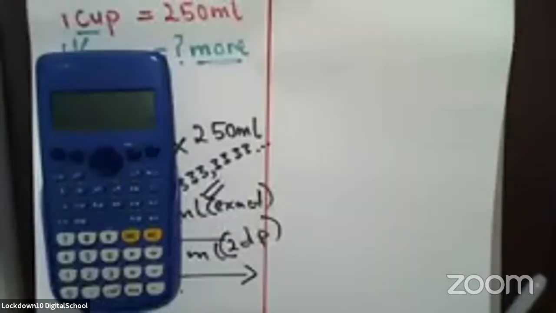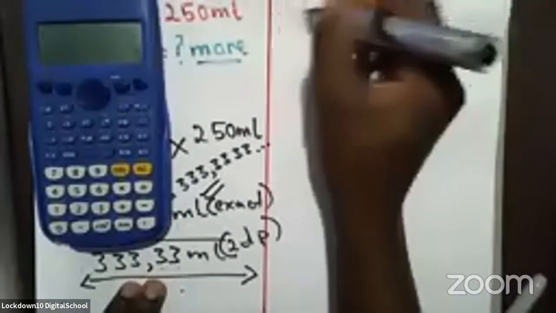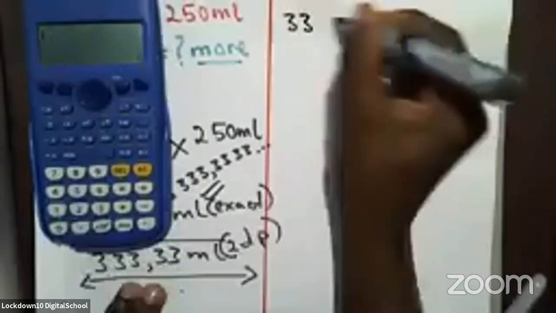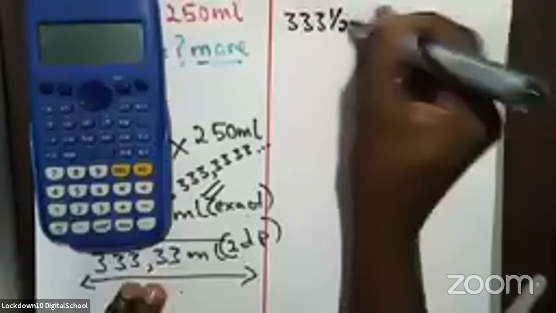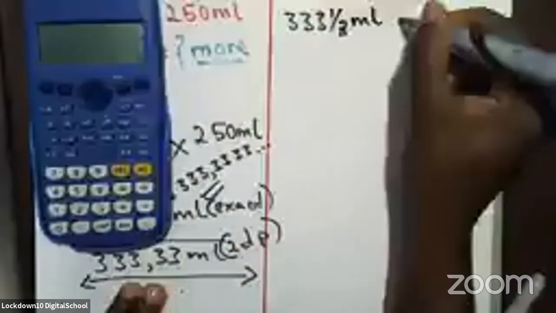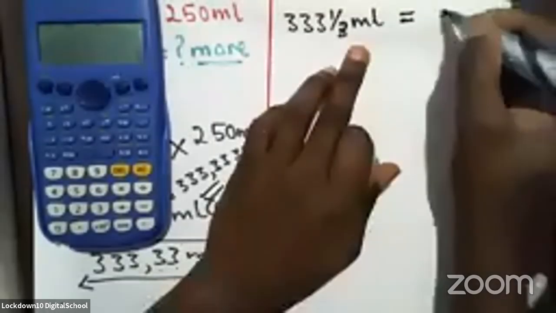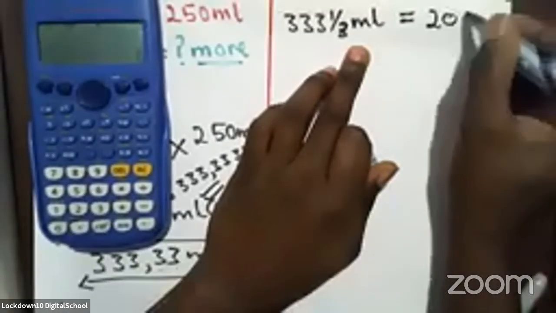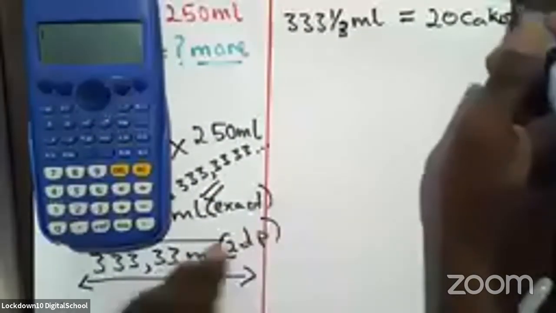Okay, so what are we saying? We are saying we have 3/2 cups of milk. So we are sure that this recipe is making 20 cupcakes. Okay, so I'll write 20 cakes here.